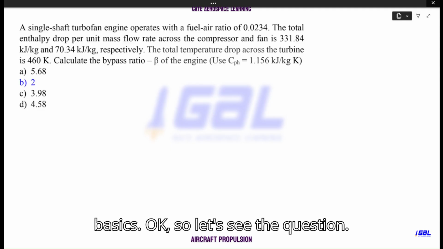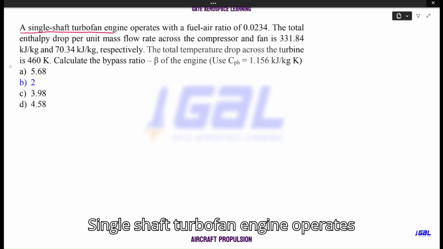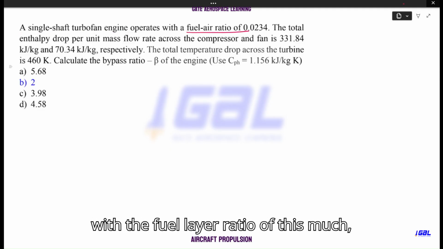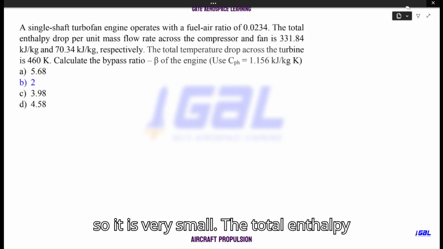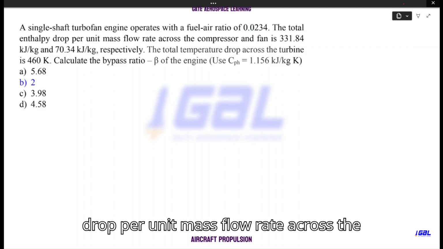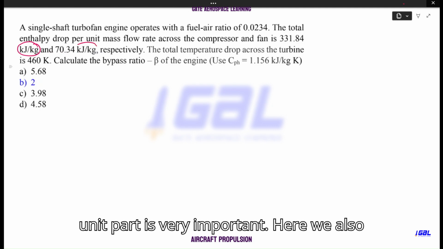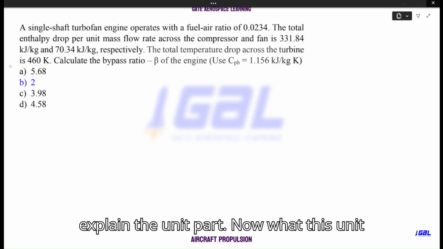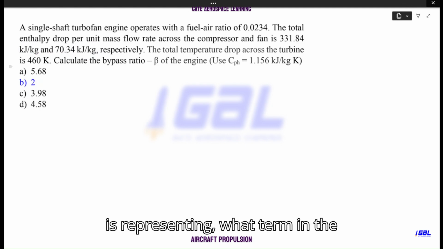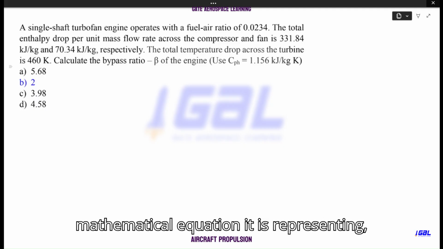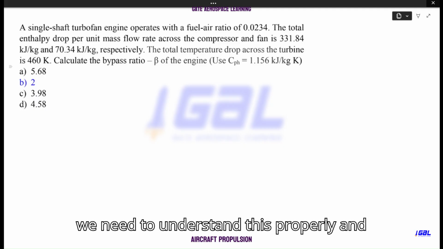Okay, so let's see the question. A single shaft turbofan engine operates with the fuel air ratio of this much, so it is very small. The total enthalpy drop per unit mass flow rate across the compressor and fan is this much. Now the unit part is very important here. I'll also explain the unit part, what this unit is representing, what term in the mathematical equation it is representing. We need to understand this properly.